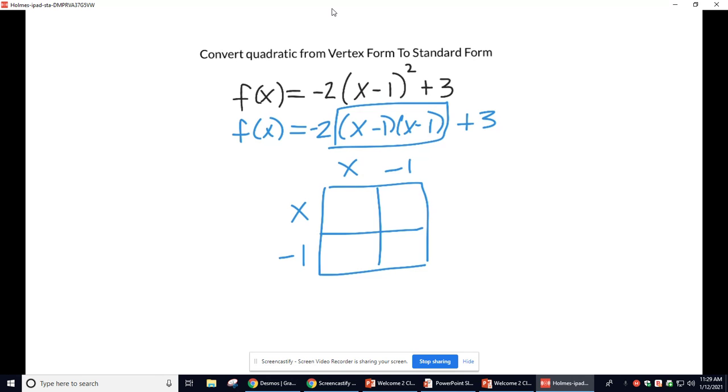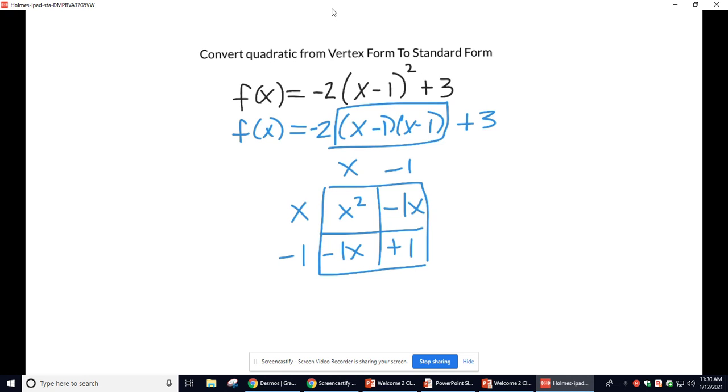And our purpose here when we're doing box method, if you remember from Algebra 1, is to multiply the variables on the outside and fill in the boxes on the inside. So on the first quadrant, we have x times x, which allows us to get x squared. On the second one to the right, we have x times negative 1, which gives us negative 1x. On the bottom left, we have negative 1 times x, so we fill that in with negative 1x. And then lastly, we have negative 1 times negative 1, which turns to a positive 1.